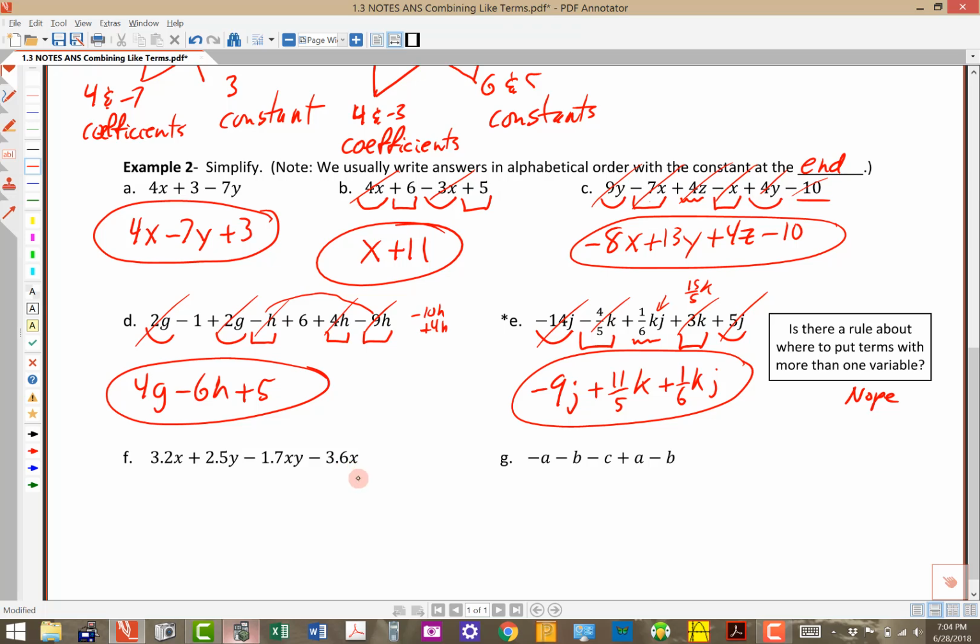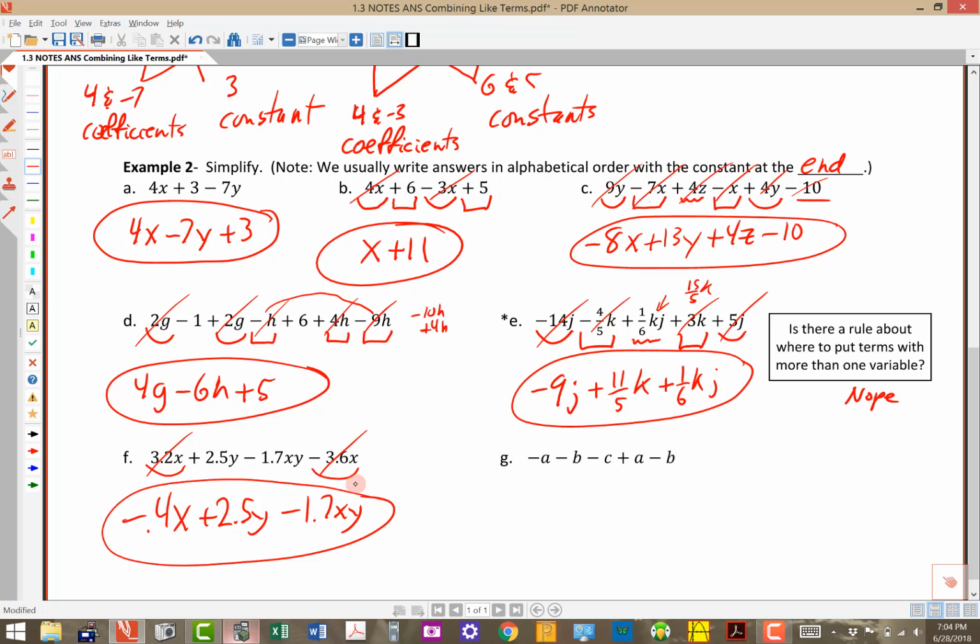Let's see, we've got some decimals right here, so that ought to be fun to work with, and we've got a double variable right there. So let's take a look at this. I'm going to combine the x terms together. 3.2x minus 3.6x, that's going to be negative 0.4x. Done with those guys right there. Again, feel free to double check me on the calculator. This xy term can't be combined with any of these others because it's got both of those variables. So all we can do here is write down the 2.5y, write down the 1.7xy, and then we're going to call it quits right there. That is the simplified answer.